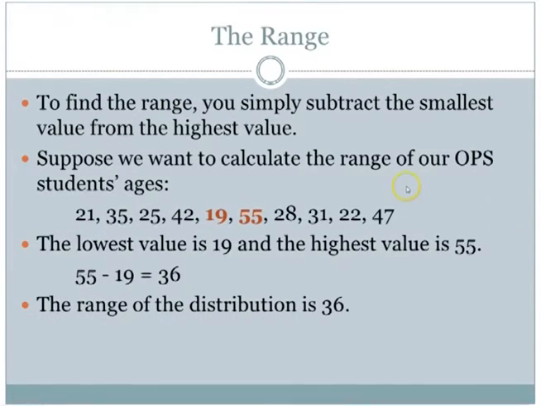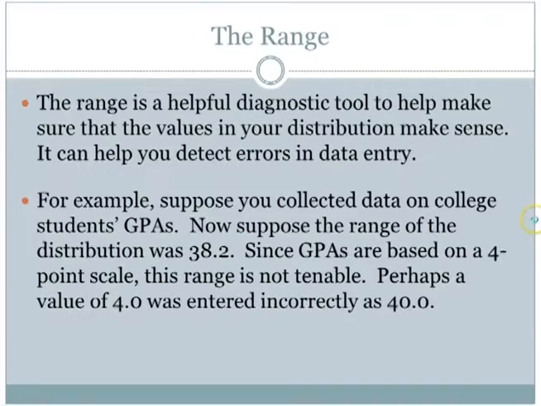So for the range, you just find the highest number and the lowest number, and you subtract them, and that will give you the range. In the ops students here, the oldest person in the class was 55. The youngest person was 19. So you take 55 minus 19, it's 36. So there's a range of 36 in the class. This is again a measure of variability. How spread out are the numbers? Well, the ages are spread out by 36 years. There's a lot of different people with a lot of different life experiences in the same class.